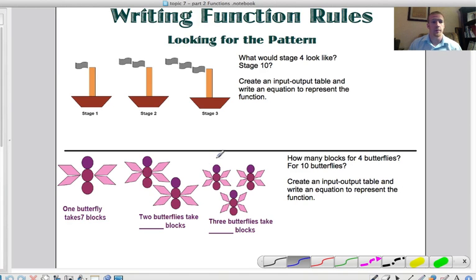Alright guys, Functions part 2. We want to be able to write a function rule, and we need to be able to recognize a pattern to do so. So here, writing function rules, looking for the pattern.